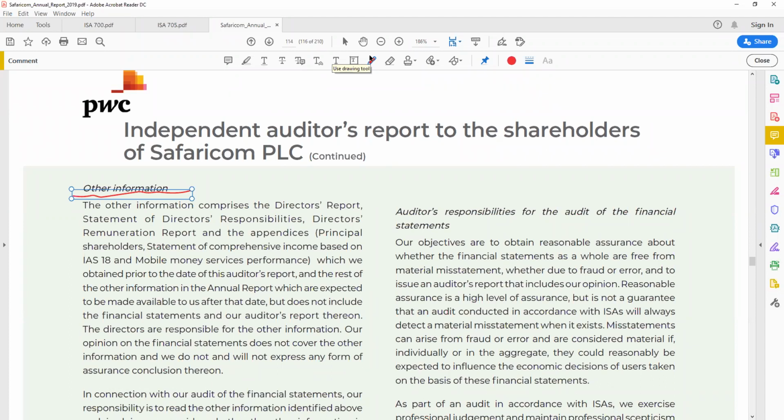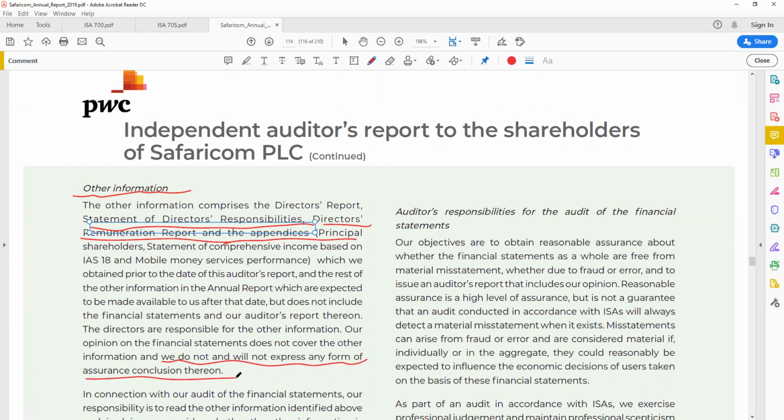For example, if the company has included a forecast on how the company shall be performing in the next 2 or 3 years, don't forget you have no obligation to go through the forecast. So you tell the users that in this report there could be the following things, such as the statement of directors' responsibility and the directors' remuneration report, which you may have no obligation to audit. In this case, therefore, we do not and will not express any form of assurance or conclusion thereon.